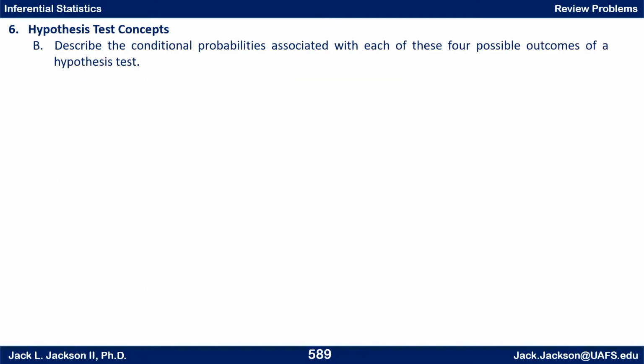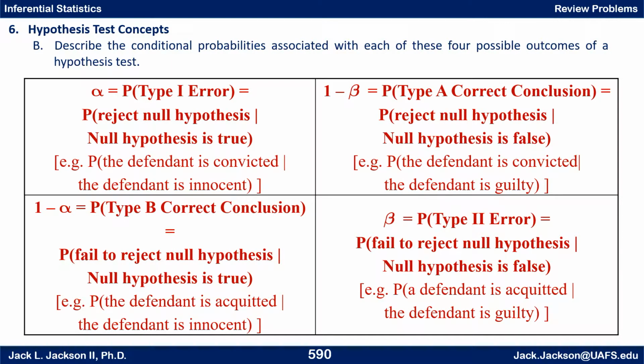Describe the conditional probabilities associated with each of these 4 possible outcomes of a hypothesis test. Well, the errors are a type 1 error, which has a probability of alpha, and a type 2 error, which has a probability of beta. Alpha is the probability of a type 1 error. That is a conditional probability, the probability that we reject the null hypothesis given that the null hypothesis is true. For our justice system example, that would be the probability the defendant is convicted given that the defendant is innocent.